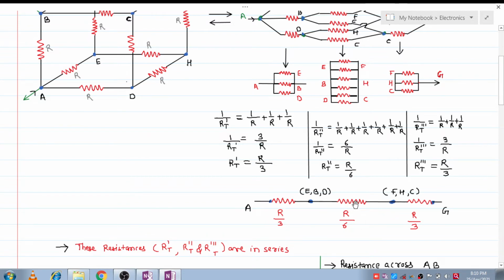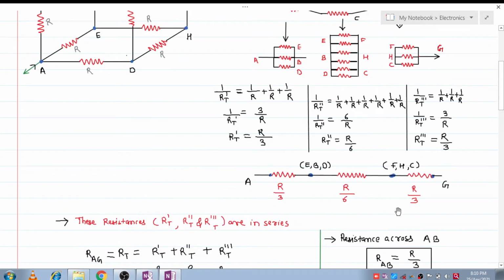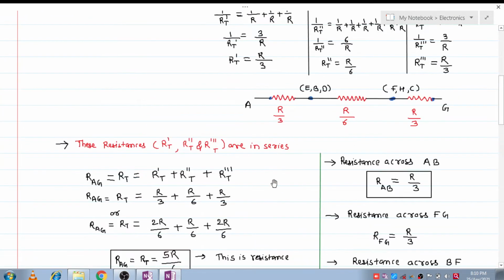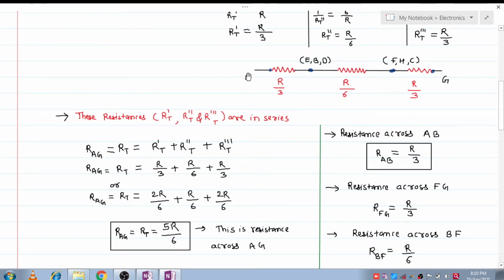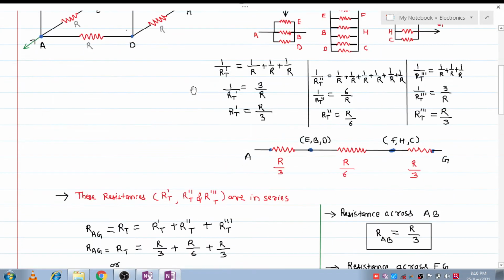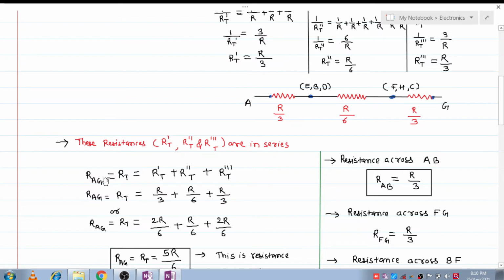So these three resistances are connected in series. We are familiar that resistances connected in series get added. So this R by 3, RT dash, RT double dash and RT triple dash are in series, so they get added. So the resistance across A to Z is equal to RT dash plus RT double dash plus RT triple dash.